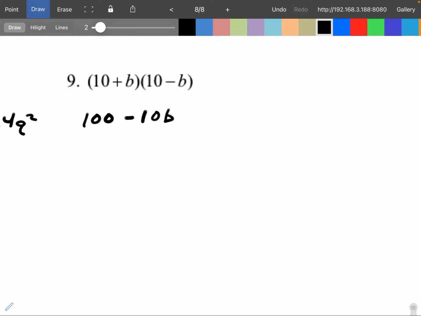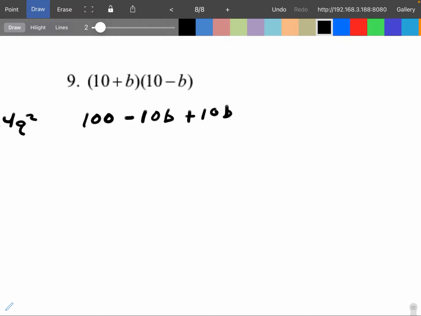Good. Yep. Negative 10b. Who's got the third step for me? Rachel, what do you got? 10b. Yep, plus 10b. Who's got the last one? Kyle, you got it? Aiden, I know you got it, but I want to get somebody else.